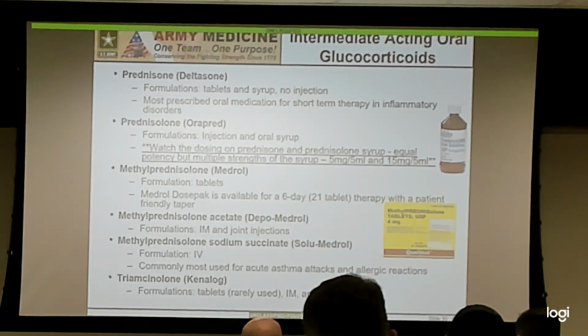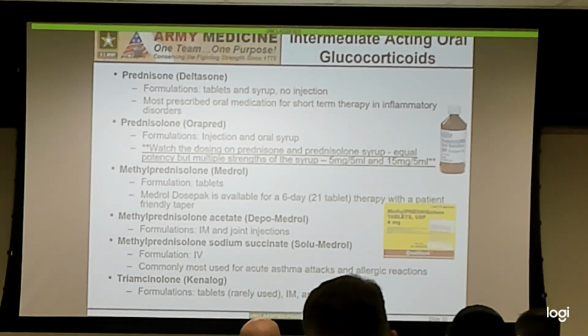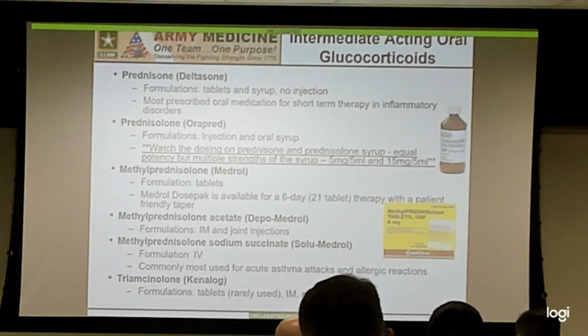Triamcinolone, everybody uses triamcinolone all the time. I know I have it everywhere in the house. But your tablets, you don't see them used a lot. Most of the time you have your IM and your joint, and then of course this is available as our cream, and that's where we have it a lot.